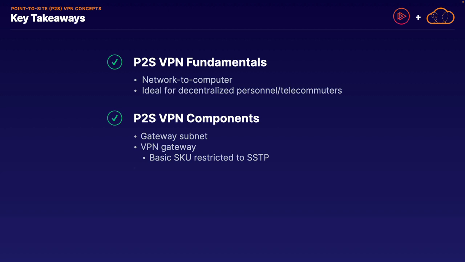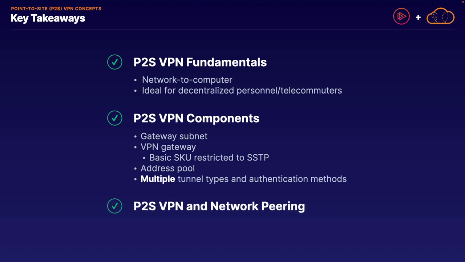And then we covered the two new components, which include our client address pool, which would be assigned to our end clients. And we also initially introduced ourselves to multiple tunnel types and authentication methods and different combinations that we'll talk more about in the next lesson. And then wrapping things up, we talked about the interaction or relationships between point-to-site VPN and network peering, in which we learned that exactly the same as site-to-site VPN, peered networks can forward point-to-site VPN traffic across a single hop, but not more than one hop because, yet again, network peering is non-transitive.